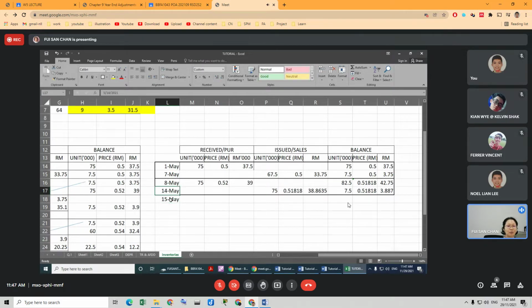Okay, so this one I put 15 May, isn't it? Yeah, right. So on 15 May I purchased 60, correct? And this is at the price of 0.54. So again I calculate my total, one times this one, right?